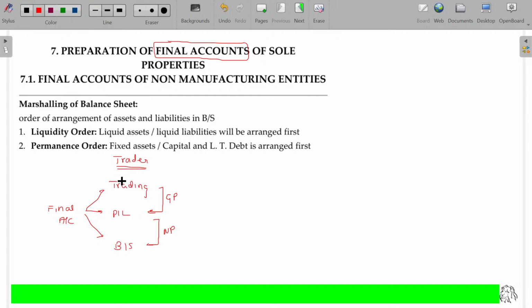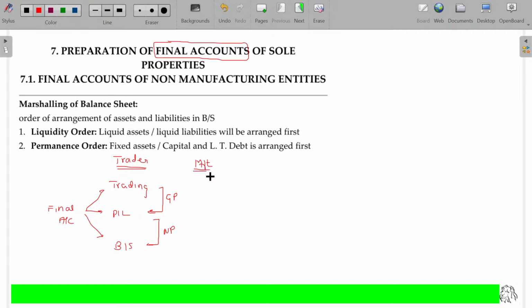If I am a trader, I purchase and sell: I purchase, add some markup, and sell it. But if I am a manufacturer, I am not just purchasing finished goods. I purchase the raw material, convert the raw material into finished goods, and then sell the finished goods. What happens now in the case of a manufacturer?